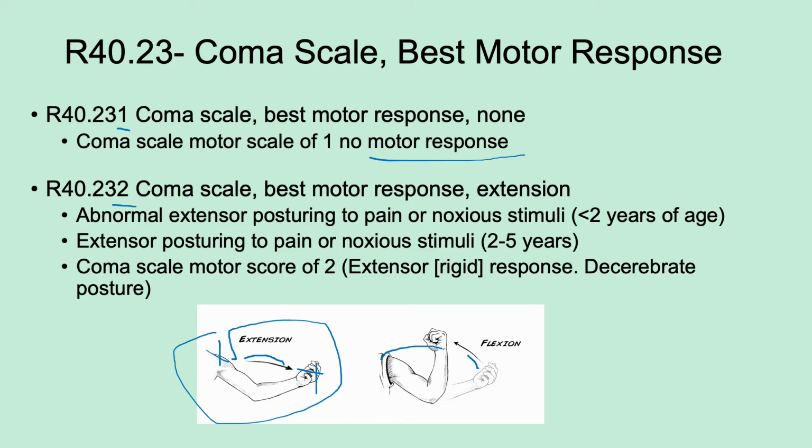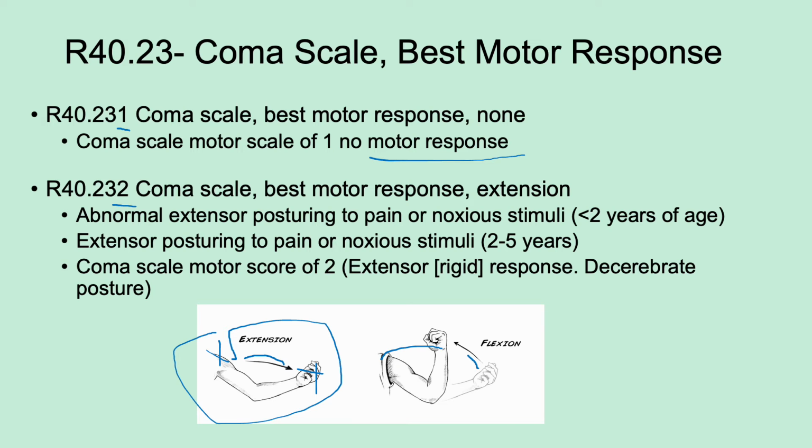R40.232, abnormal extensor posturing to pain or noxious stimuli, response to pain or pinching or whatever. Extensor posturing to pain or noxious stimuli, 2 to 5 years old. This is a 2. That's decerebrate posturing. Noxious stimuli are actions liable to cause pain, like pinching, applying high temperature or low temperature.